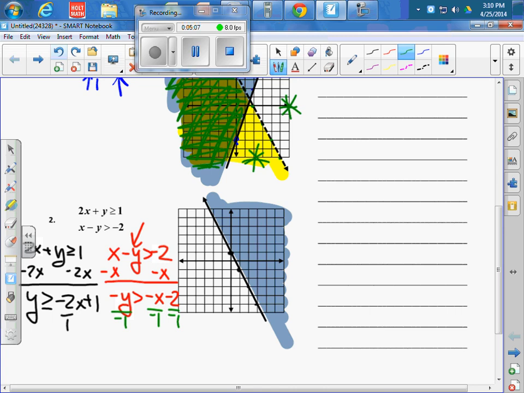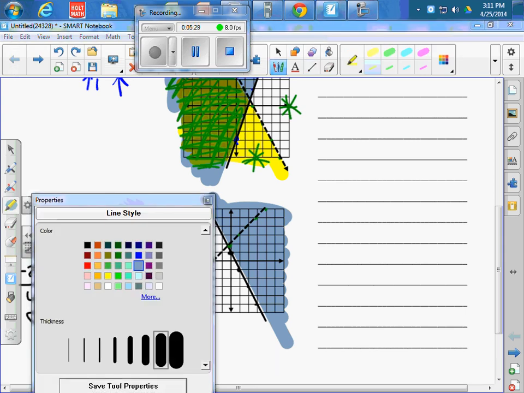Now, what happens to the inequality sign when that happens? It reverses, and I get x plus 2. So I'm going to be starting at positive 2 and rise 1, run 1. This is just less than, so it'll be a dotted line. And now I'm going to shade everything below this line.